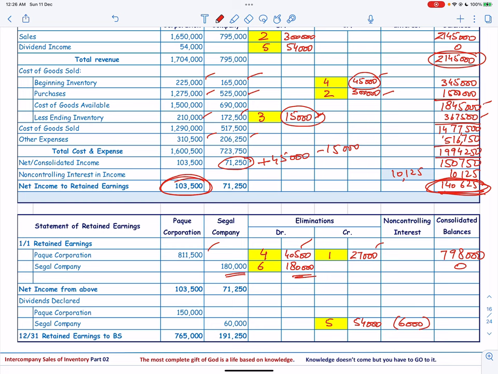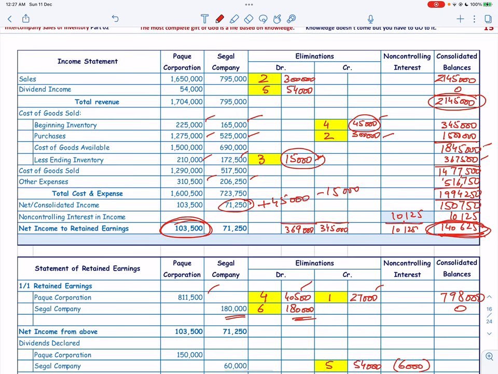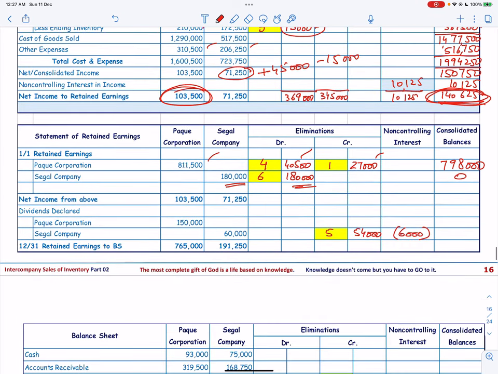The net income will be copied from the top, and I have to add up these figures. We have these two, but then look at the debit amount. The debit amount is how much? Debit amount will be 369,000 and the credit amount will be 345,000, and then we have the NCI of 10,125. So I will just copy these numbers from there.